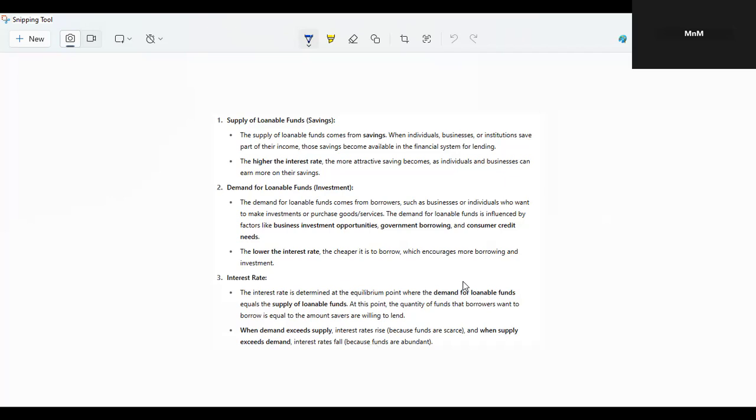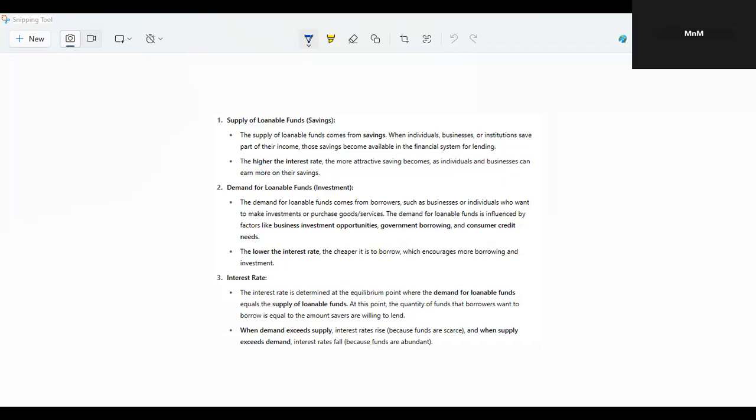The interest rate is determined by the equilibrium point where the demand for loanable funds is equal to the supply of loanable funds. So at this point, the quantity of funds that borrowers want to borrow should be equal to the amount that savers are willing to lend. So when demand exceeds supply, interest rates are more likely to be what? To go up. And the opposite, when supply exceeds demand, the interest rates will fall. So these are the concepts that this theory sets out in simple words.